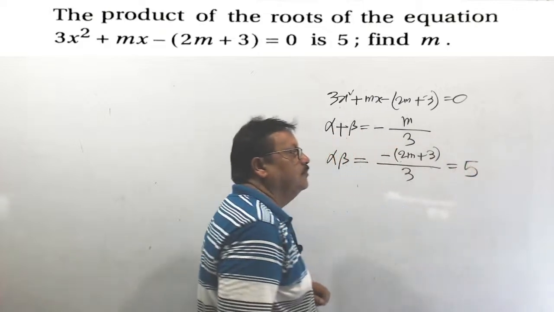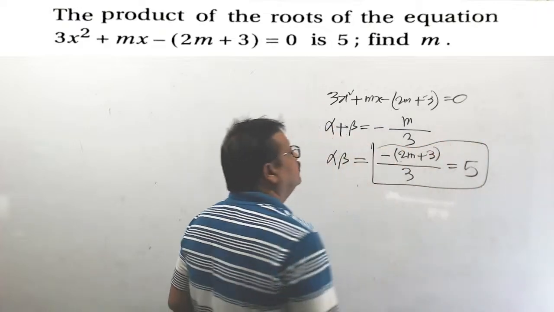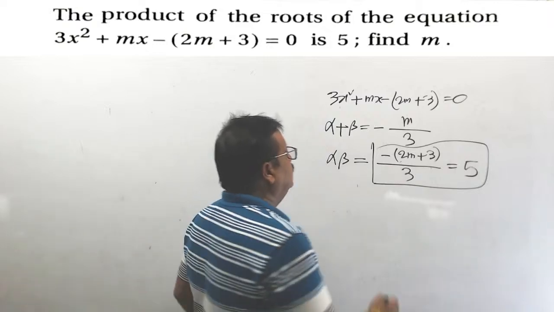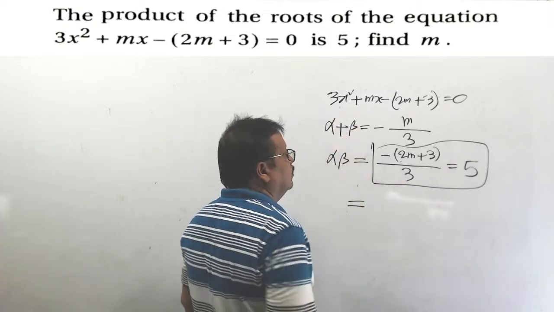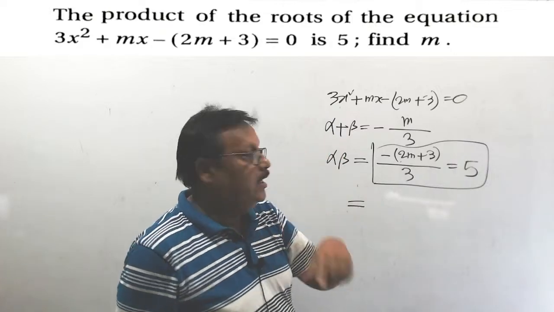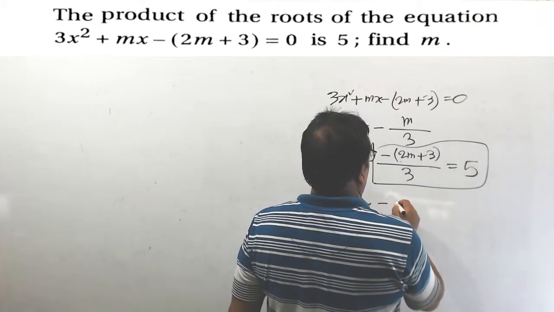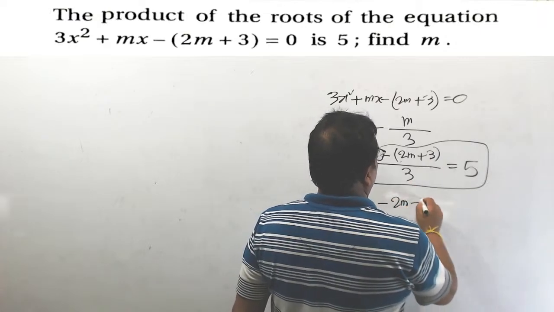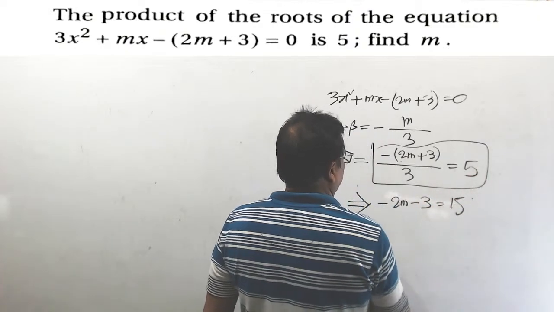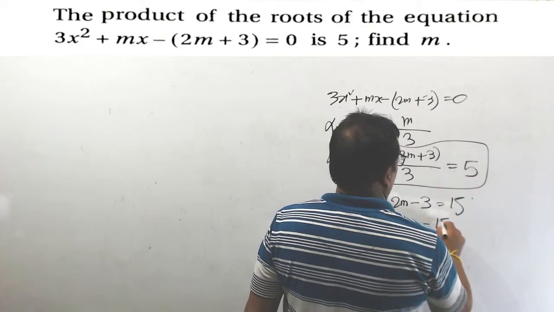5 is 5. Find the value of m. You just have to simplify this one. We have two conditions, but you have to decide which condition you have to use here. So, simplify: minus 2m minus 3 is equal to 15. This implies minus 2m is equal to 15 plus 3.